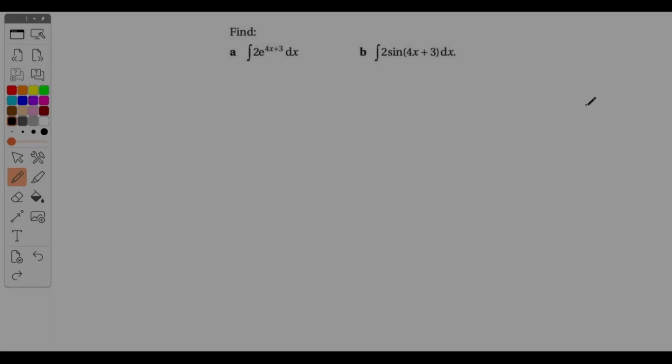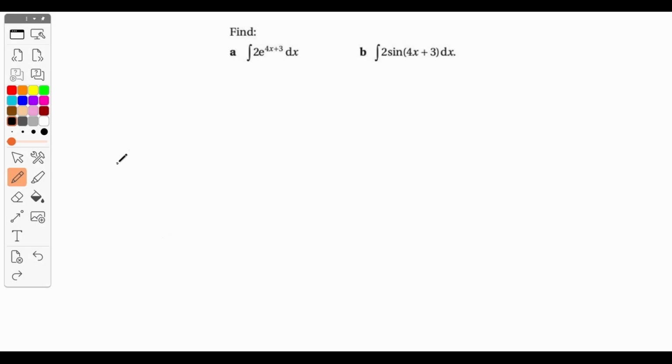Here we have some examples. This is example number 1. We need to integrate 2e to the power of 4x plus 3 dx. Which identity are we using? Using the identity of the integral of e to the ax, so it will be 1 over a.